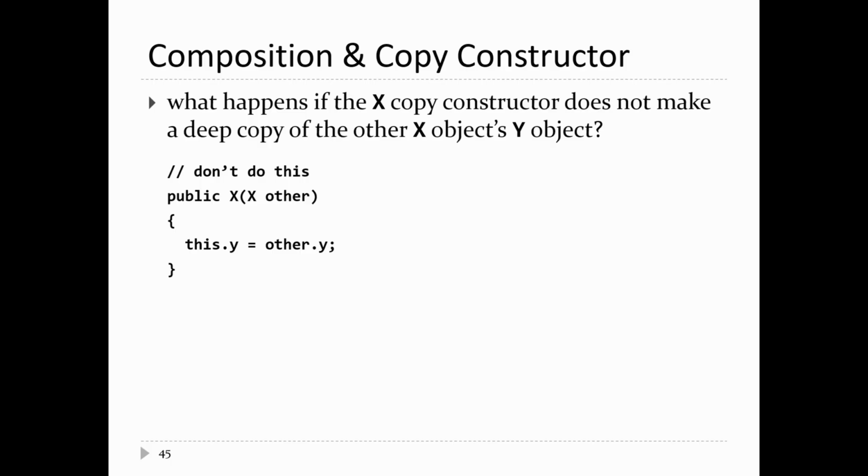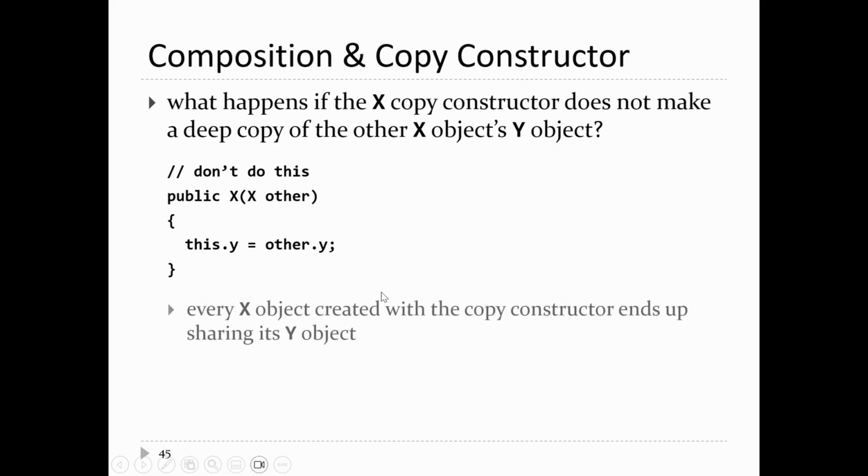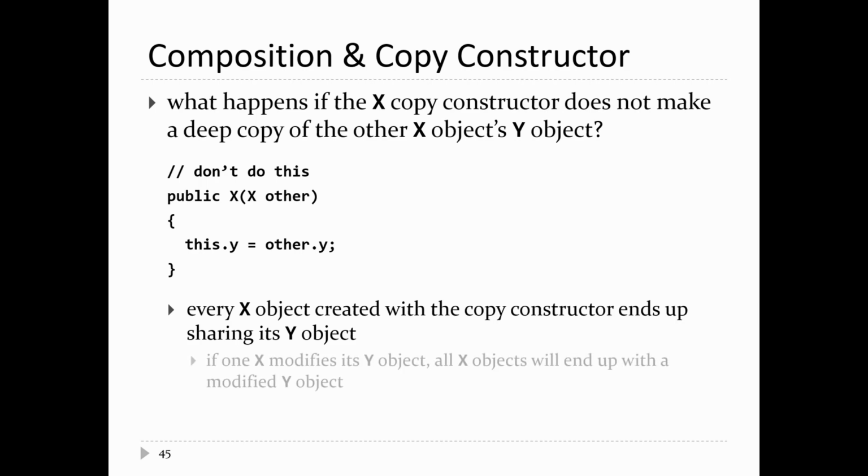You now have two x objects that are sharing their internal y objects. So every x object created with the copy constructor ends up sharing its y object. And that's a privacy leak. If one x modifies its y, every x object that was created using the copy constructor ends up seeing the modified y object. So again, privacy leak.